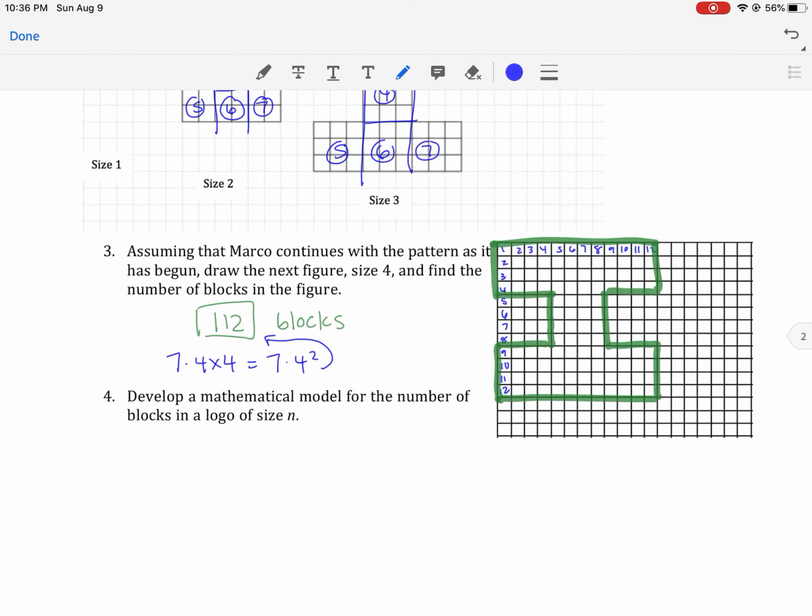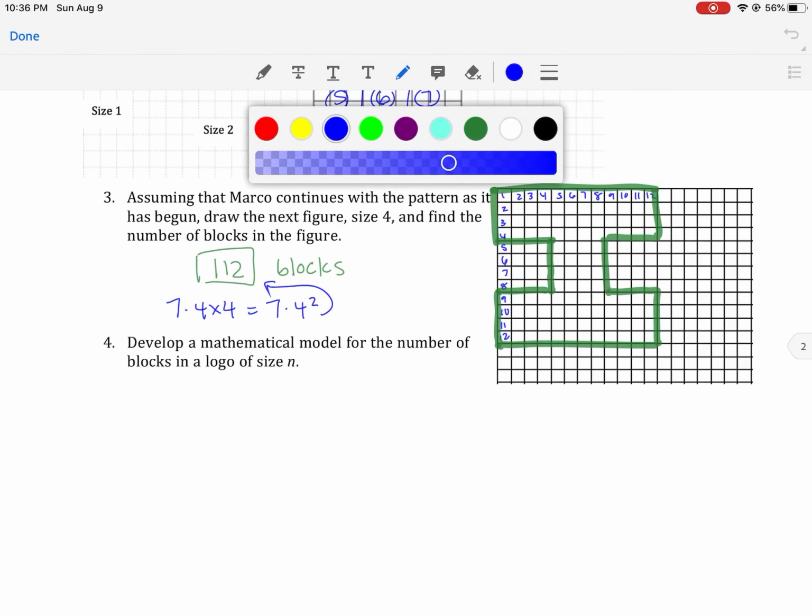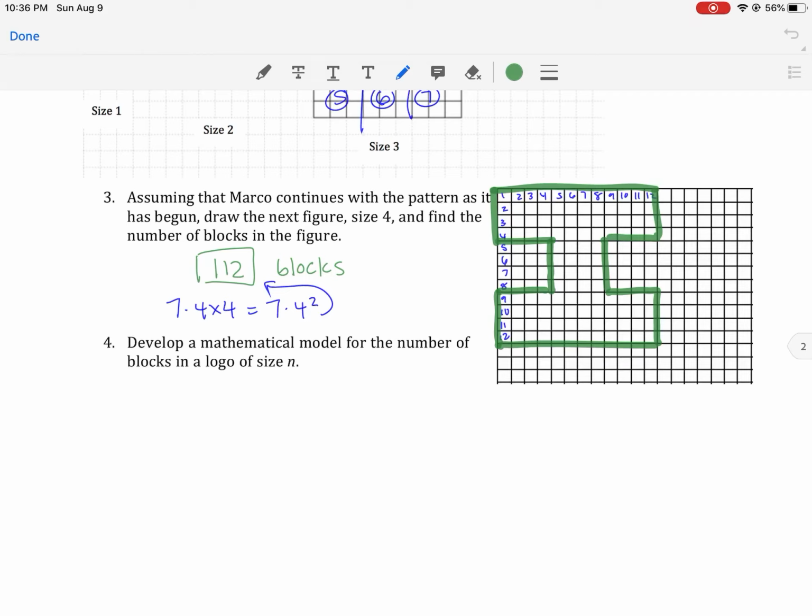Okay, so now let's come up with a model, right? Models can take many different formats. In this case, we kind of already have an explicit equation. We said, hey, we're doing 7 times x squared. Or you could have 7 times x times x, right? That's the equivalent. Not the only way to see it.